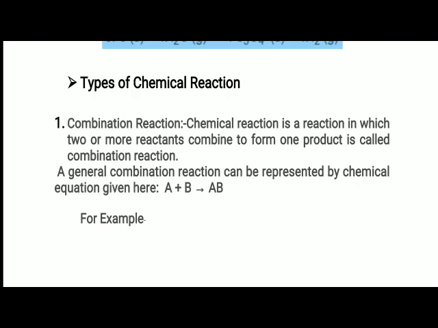A combination reaction is a type of chemical reaction in which two or more reactants combine to form one product. Means the reactants are two or more and they get combined and give one product. As you can see the general formula, A plus B gives AB. On the reactant side, the left hand side, there are two reactants, they are combining and giving one product, that is AB. Okay, it was just a general formula.